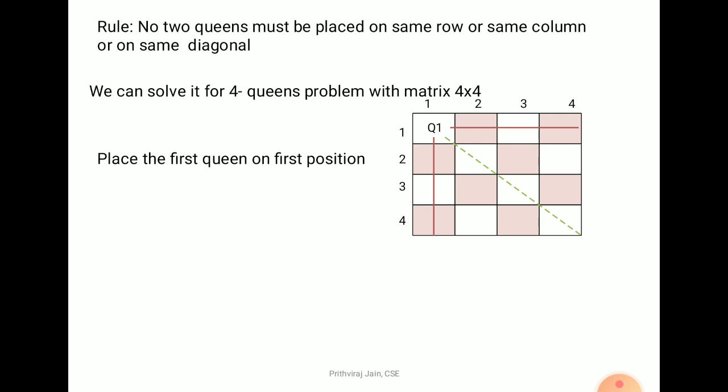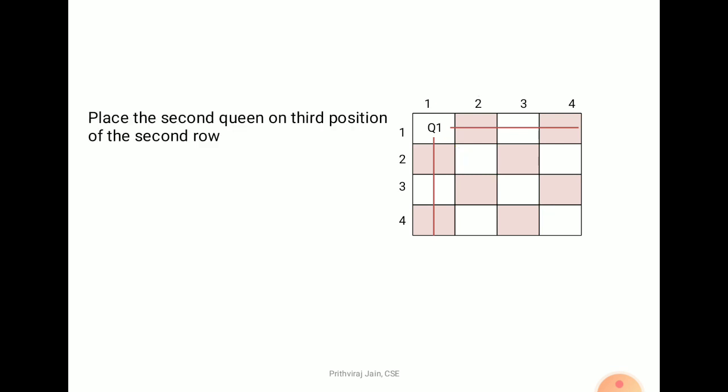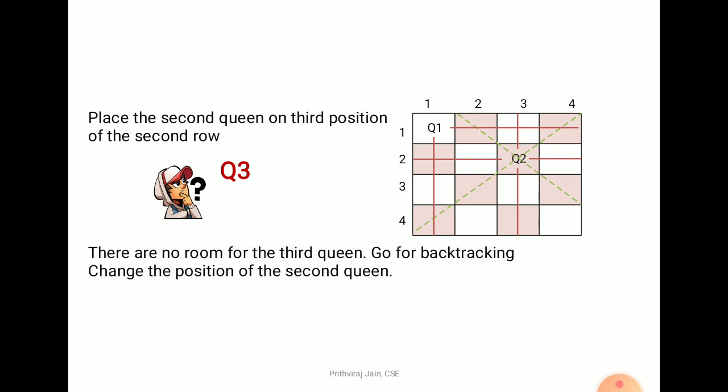So where to place q2? We have safe positions, third as well as fourth. So let us place the second queen on the third position of the second row. Now again we can't place the next queen on the same column, same row and same diagonal. But the question is where to place q3, because there is no room in the third row. So there is no room and hence we need to go for backtracking. That means we have to change the position of the second queen.